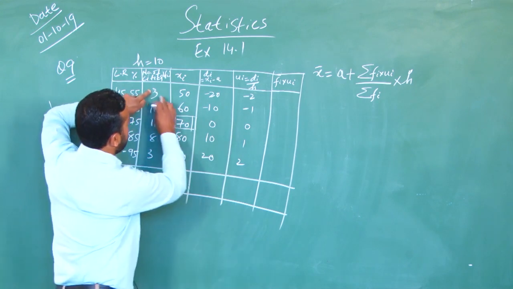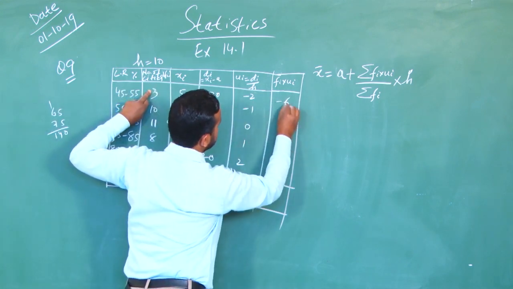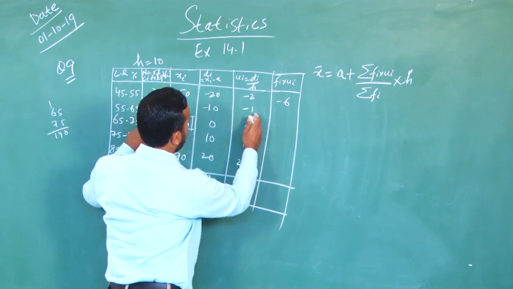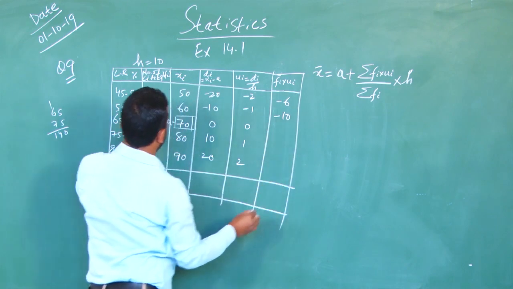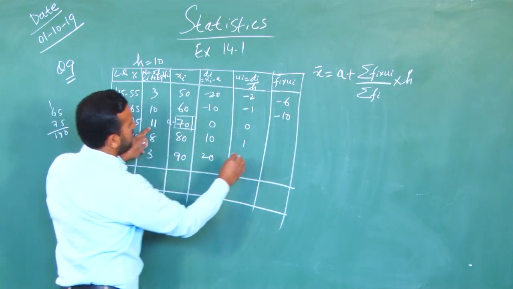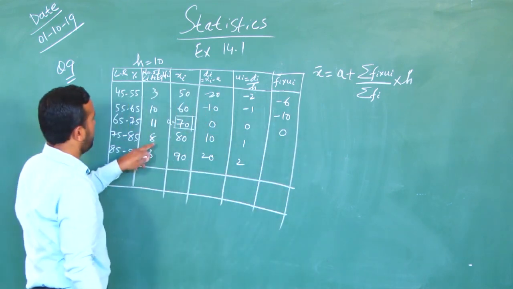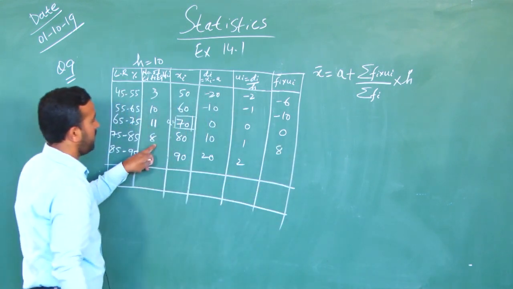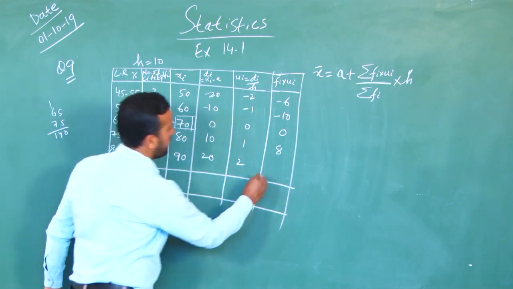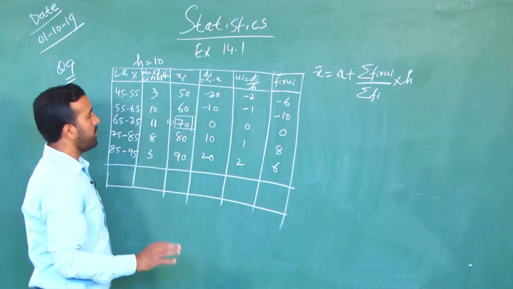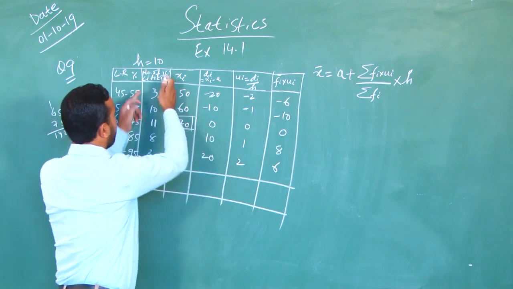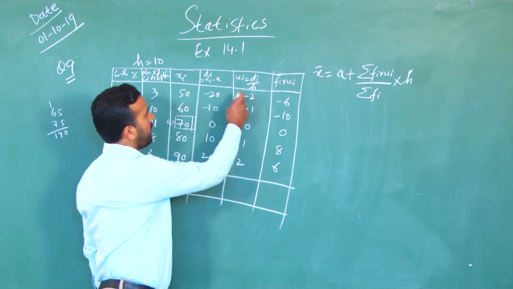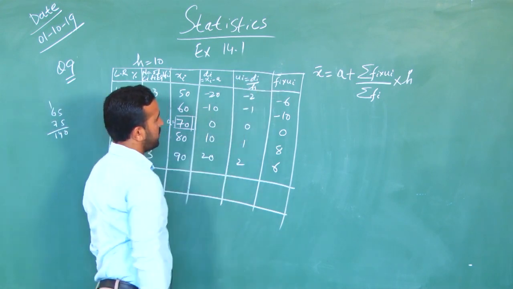Fi are these. 3 multiplied by minus 2 will be equal to minus 6. Then 10 multiplied by minus 1 will give us minus 10. 11 multiplied by 0 will be 0. 8 multiplied by 1 will give us 8. 3 multiplied by 2 is equal to 6. Do remember, we are taking the frequencies, that is fi, from this column, the number of cities, and multiplying it with the ui values from this column. All the values are to be multiplied.